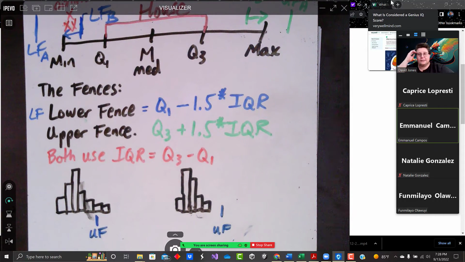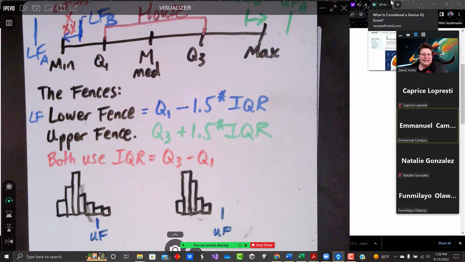These are calculations. The lower fence and upper fence are calculations that the computer will do for you. I'll show you how to do it by hand. But without actual data, it's a little bit more gibberishy. I agree. So I'm just waiting for everyone to be finished, and I'll show you examples. It's a little hand wavy right here.